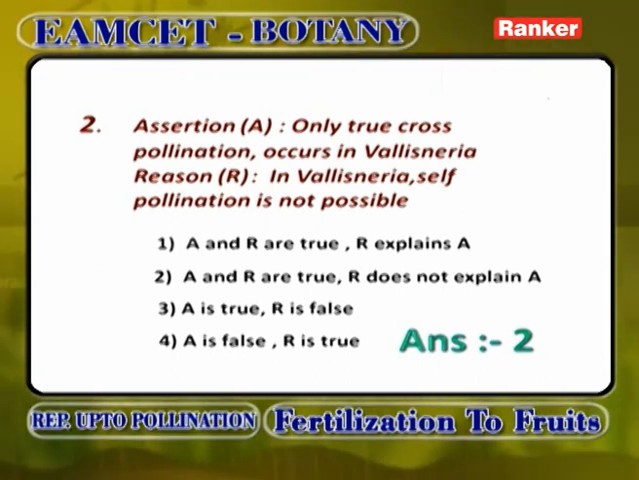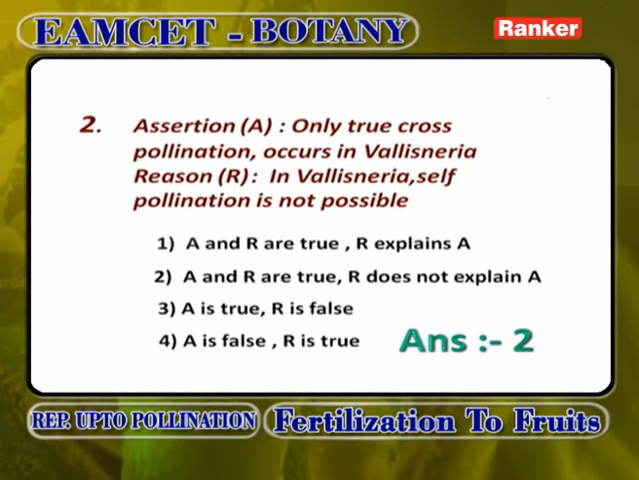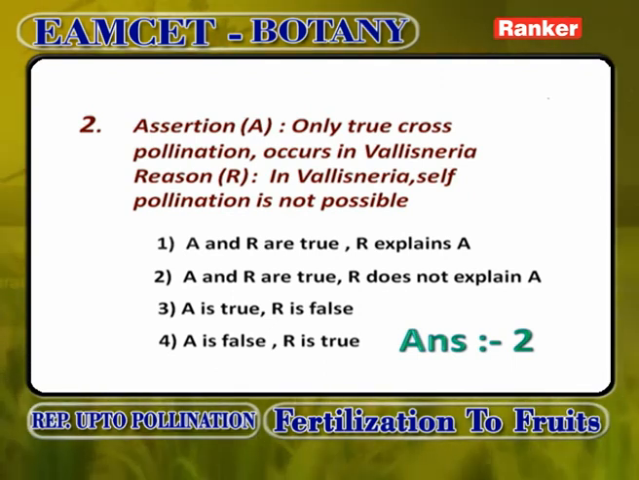So, A and R are true. R does not explain the A because only true cross-pollination occurs in Vallisneria. If it is asked like that, Vallisneria plants are dioecious must be asked. But here a different statement is given, different assertion is given. So, answer is both A and R are correct. R is not the correct explanation of A.